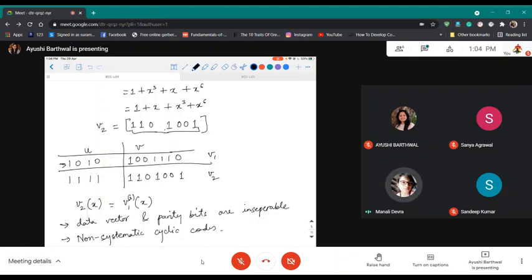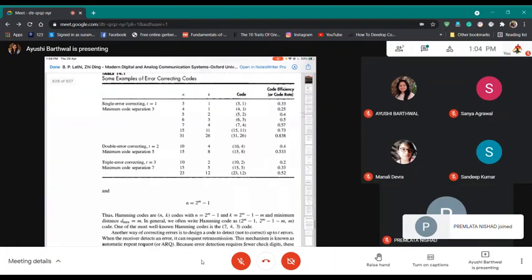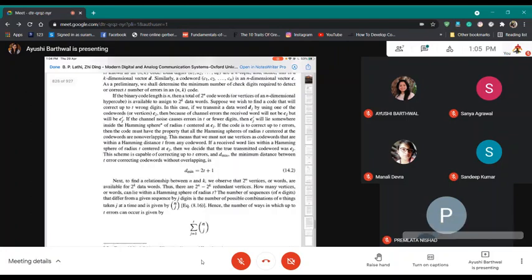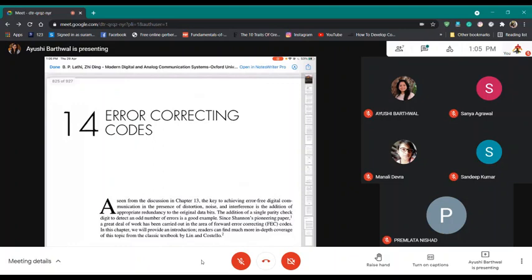Ma'am, which chapter of BP Lathi? I do not remember the chapter number. The chapter name is error control coding. Let me see if I have the chapter number. It is 14, error correcting codes.